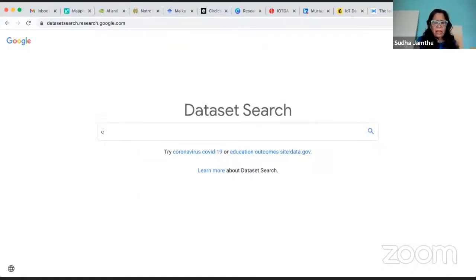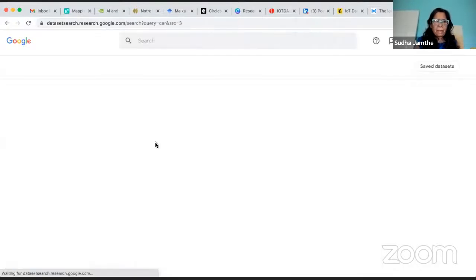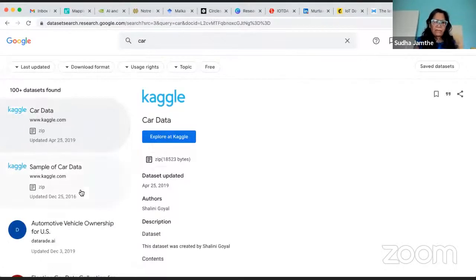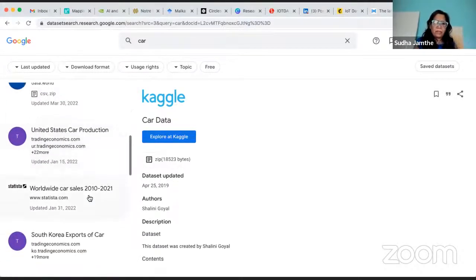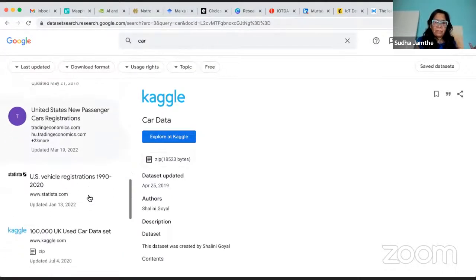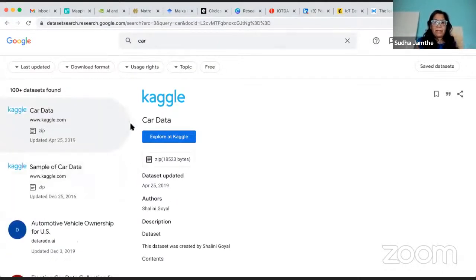There is a whole data set search from Google. You can search by any keyword and you can find any kind of data sets out there. Let me find data set search. It's okay, I'm going to show that to you. So here is data set search. I can say car, and it will find car data, sample of car data, autonomous vehicle ownership data. There's a whole used car data. There could be many data, but this is not actually the kind of data that I wanted.